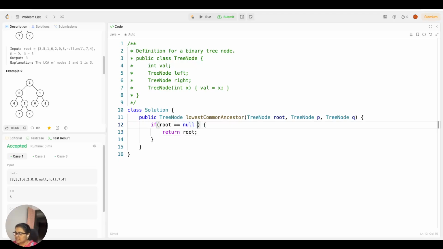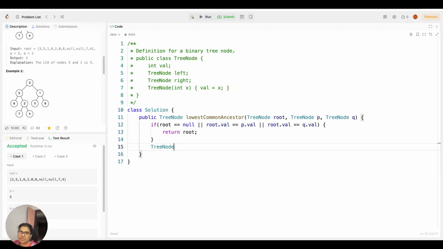Okay, then if we find a node, that means if root.val is equal to p.val, or root.val is equal to q.val, this node is whatever we are looking for. If this node is either P or Q, we have to return that node. That's what we talked about. Otherwise, we have to keep looking for it in left or right.